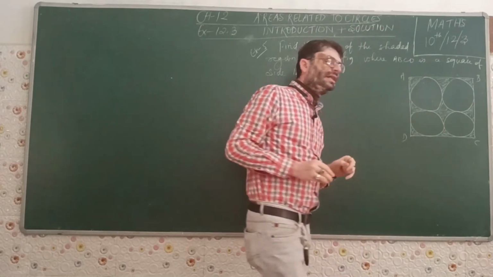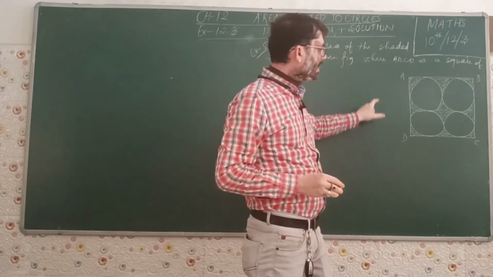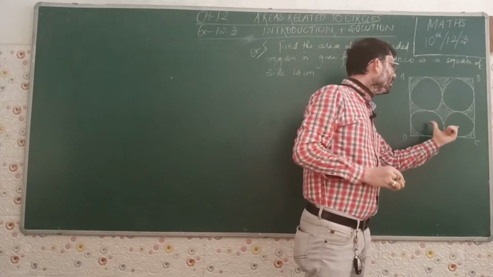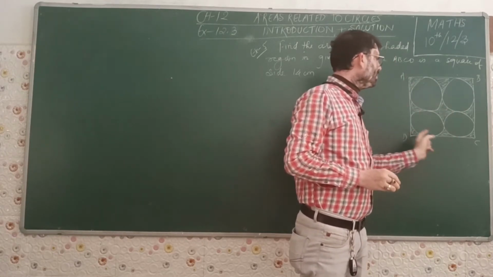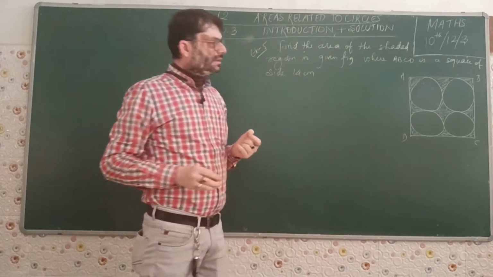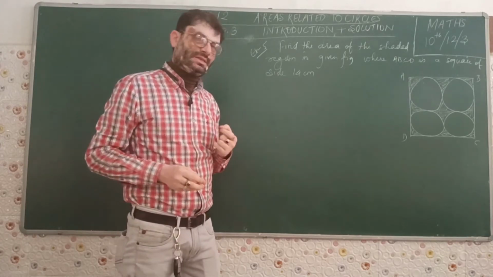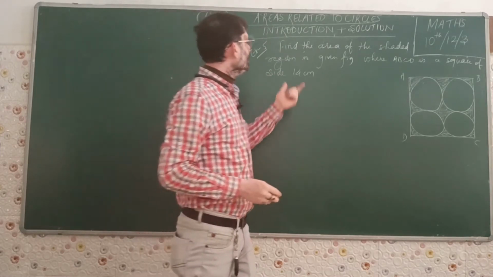In order to find the area of the shaded region, we will have to find the area of the square and we will have to subtract the 4 circles from it because these are unshaded. The rest of the part is shaded. In order to find the area of the circle, we need to first find the radius of the circle. How will we find the radius of the circle? Let us go through it.